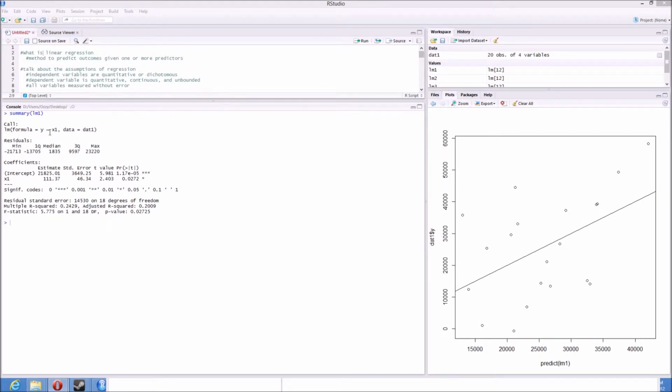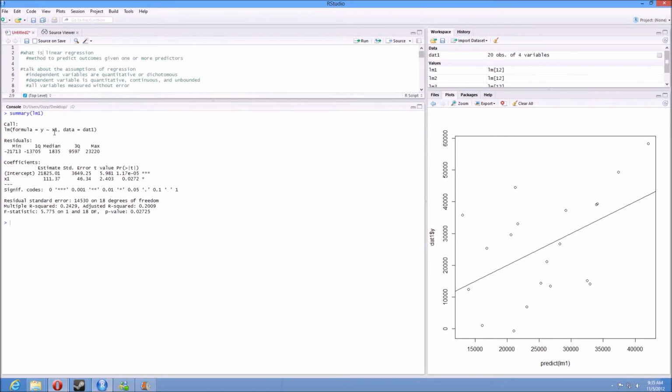So this is the first linear model I'm running. We're looking at x1 predicting y. So this is going to be a bivariate linear model with one predictor. Now, one thing, I'm going to go ahead and go through a summary of the linear model, and then I'm going to go into diagnostics.